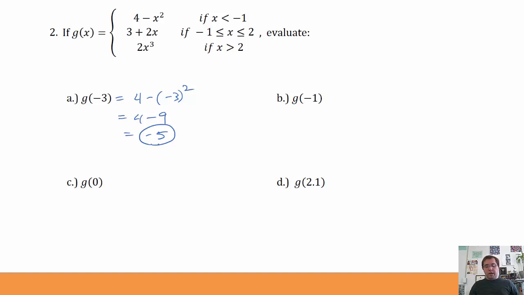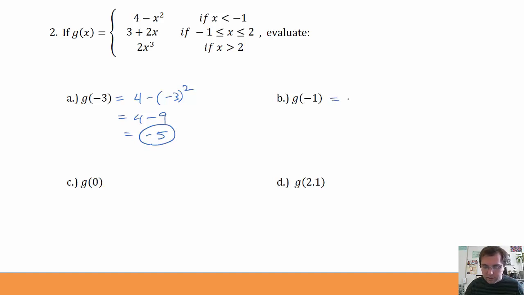B, g of negative 1. Well, which piece does negative 1 fall into? Well, I see a negative 1 on the first piece, and I also see a negative 1 on the second piece. So which one do I use? Well, the first piece does not include negative 1. It's just when x is less than negative 1, not less than or equal to negative 1. But negative 1 is included in the second piece because it says negative 1 is less than or equal to x, which is less than or equal to 2. So it will count negative 1 in the second piece. So that's the one I can go to. I can't go to the first one.